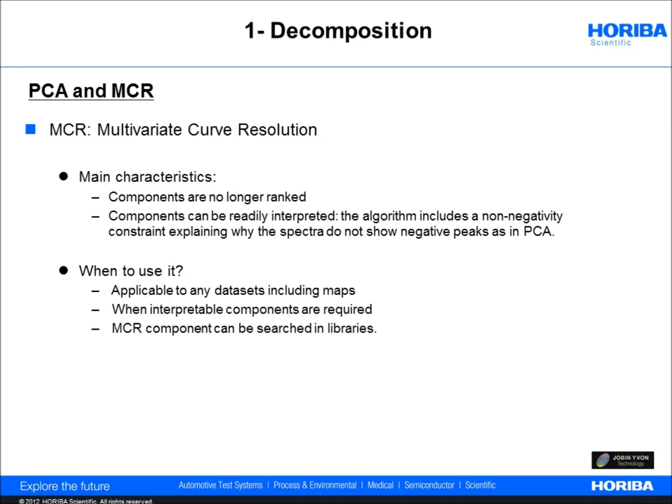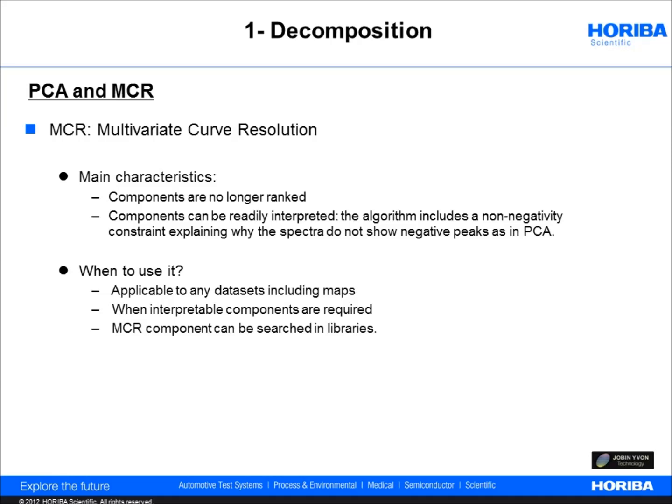Contrary to PCA, the loadings obtained by MCR analysis are no longer ranked according to their amount of information captured and are not orthogonal to each other. The algorithm uses some constraints, notably a non-negativity constraint prohibiting the presence of negative features in the components, to improve the interpretability of the loadings.